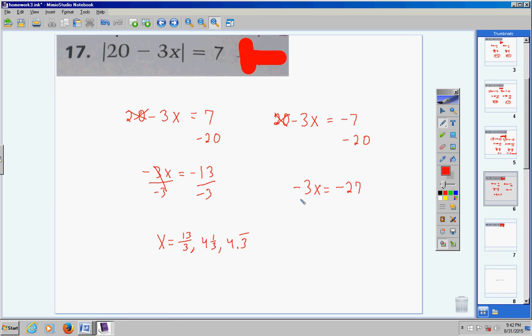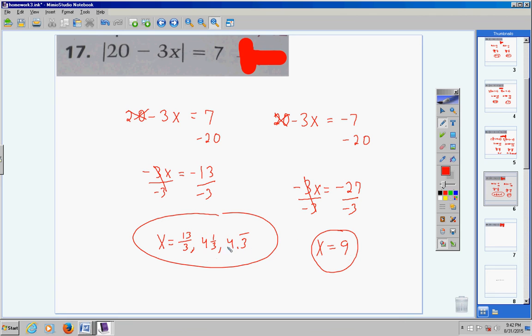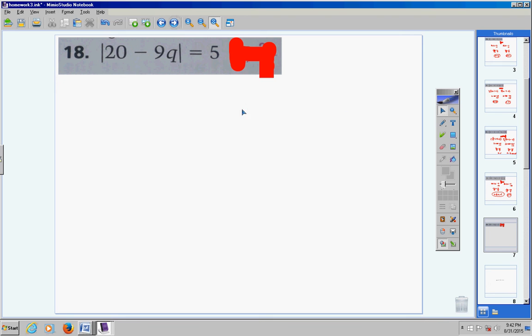Okay, now divide both sides by a negative 3. These cancel. X equals a negative divided by a negative is a positive. 27 divided by 3 is 9. So there's your answers. Any one of these are fine, and also the number 9. And we are correct, okay? Moving on to number 18, the last problem.